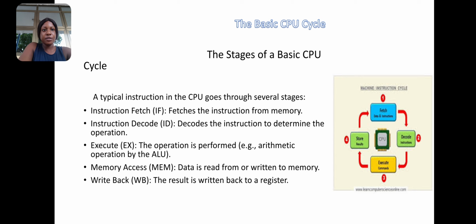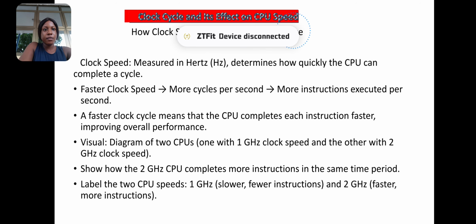So these are the stages of a basic CPU, and here there's a diagram to show how everything works from the beginning to the end. So the fetch is the first, then the decode, then the execute, then store. So we'll now proceed to how clock speed affects CPU performance.